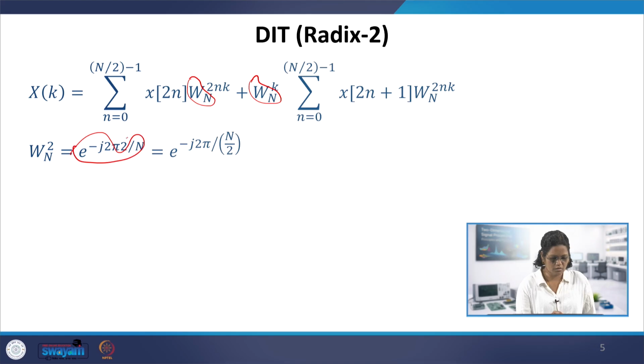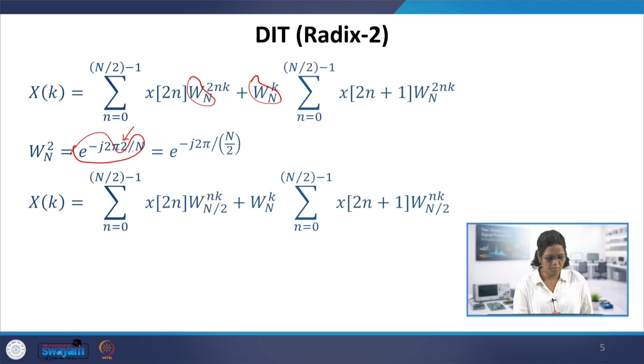Then WN square into 2 would result in e power minus j2 pi, and this 2 can be brought in division, N by 2. So we can write this WN square, wherever it is, in terms of W suffix N by 2. Similarly here, this square has come down, N square by 2, so this is the common way to write this, and the rest of the summation remains the same.